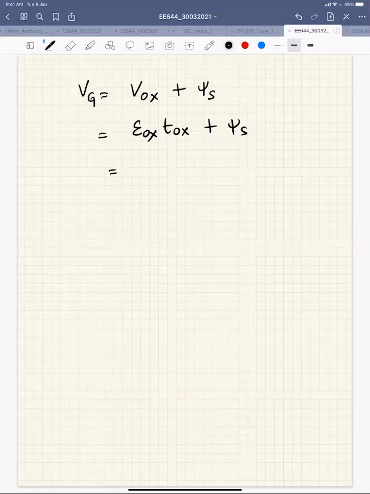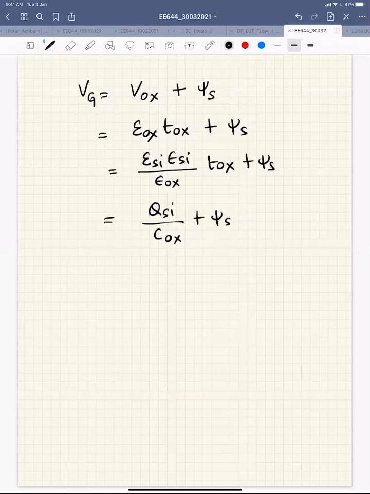So here I could also write this as Vg equals Qsi by epsilon ox into Tox plus psi s, and this is nothing but Qsi by Cox plus psi s, right? That is your relationship: Qsi by Cox plus psi s. This is how your gate voltage is related to psi s. But again, your Qsi here is a function of psi s, right?